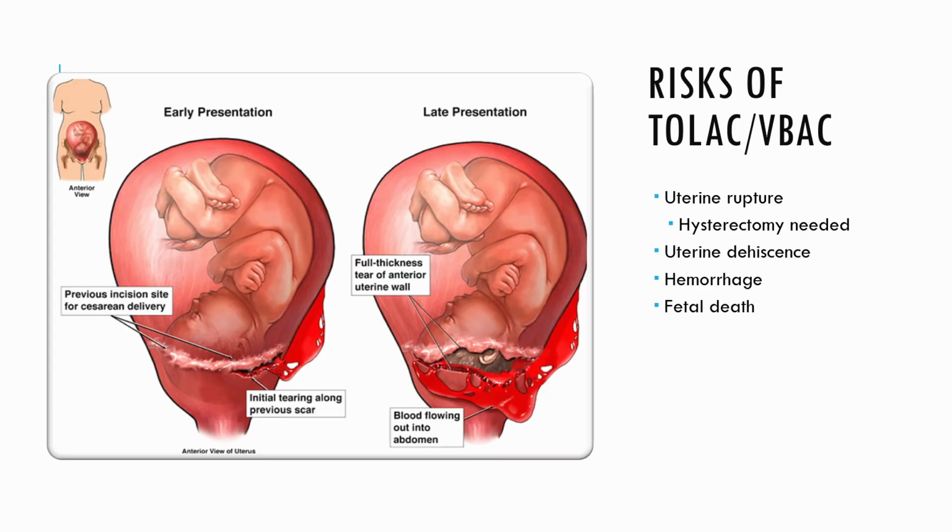Okay, so some risks of a patient attempting a TOLAC or a VBAC. There's that risk of the uterine rupture, so that uterus doesn't hold up where that scar tissue was and doesn't do well during labor and with contractions and tears open. Uterine dehiscence is like the same thing where that scar tissue starts tearing. This could lead to hemorrhage and it could lead to fetal death and even maternal death with it.